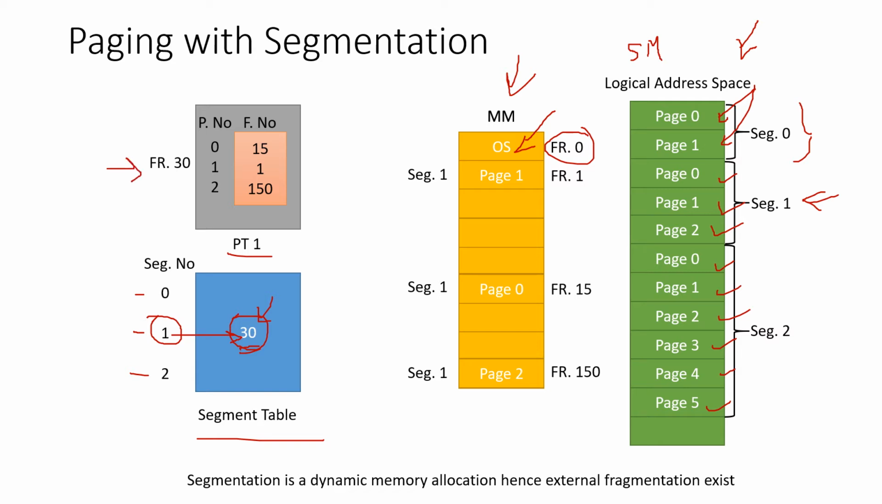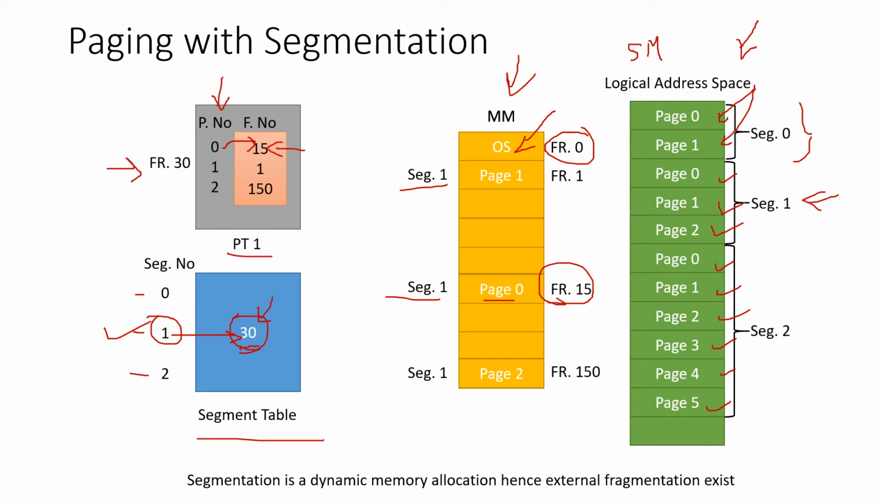Now you can see that frame number 30 has 3 pages, 0, 1, 2. So now you can see that segment 1, page number 0 is stored where? It is stored in frame number 15, which we'll get from page table.